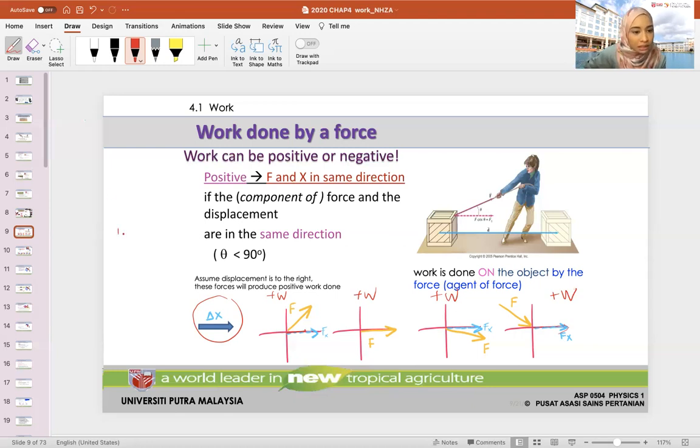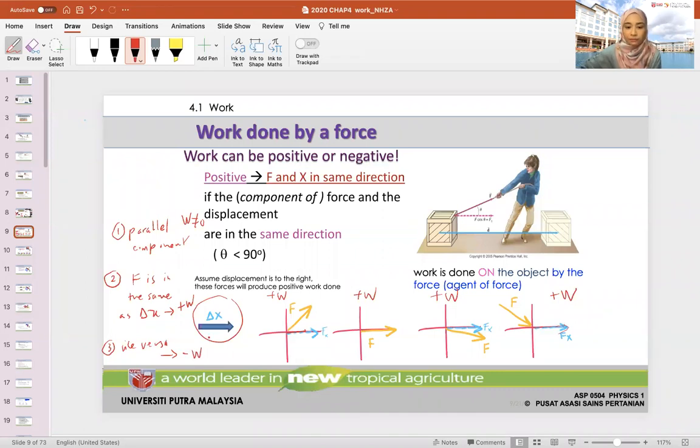The first condition is that there must be a parallel component. Okay, so this is the most important one to get work done that is not equal to 0. The second condition is if F is in the same direction as delta x, then you would get positive work done. Vice versa, it means if F is not in the same direction as delta x, therefore work done is negative.